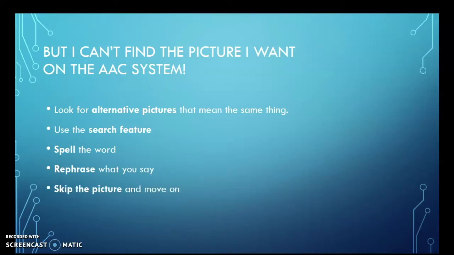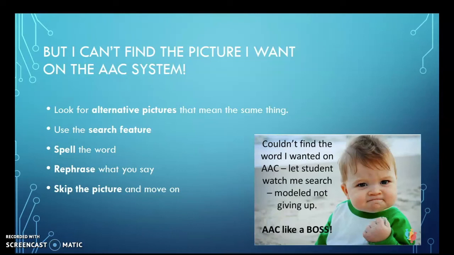And sometimes it's okay to skip the picture and move on. Don't get so hung up on pointing to pictures on the AAC system that you forget to just talk and make it fun. Not being able to find the exact picture you want is common to the AAC experience, and when you model any of these alternative strategies, you're modeling skills that students will need to become successful communicators. Learning to communicate using AAC is messy and frustrating sometimes, and it's really good for our students to see that it's not always easy for us either.